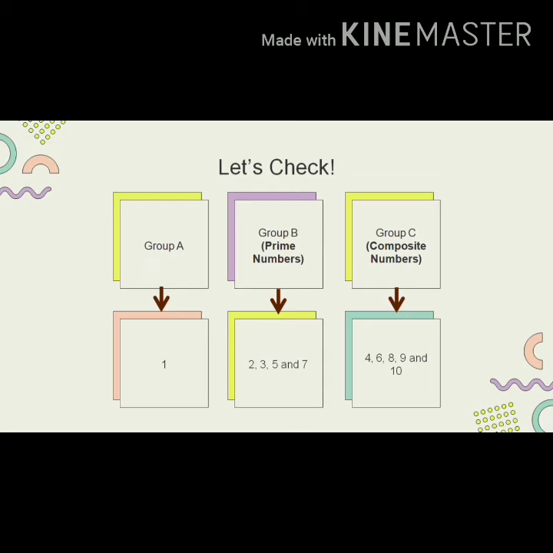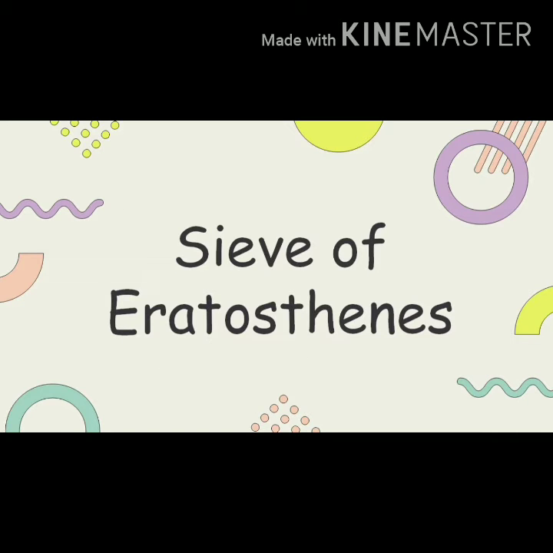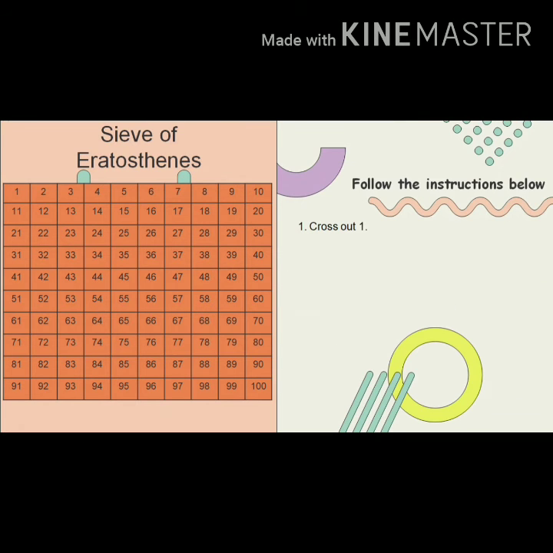Okay, now we are going to use an ancient mathematical approach called sieve of Eratosthenes. It's one way to understand what prime number is and find the prime numbers up to 100. And also you can open your textbook page 4 and look at the numbers from 1 until 100 and you need to follow the instruction.